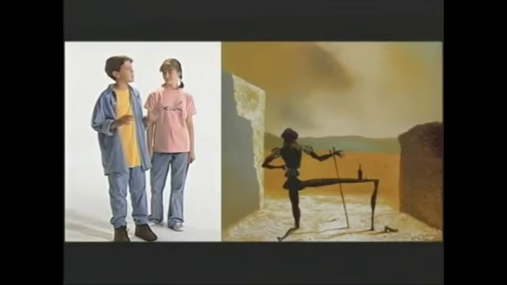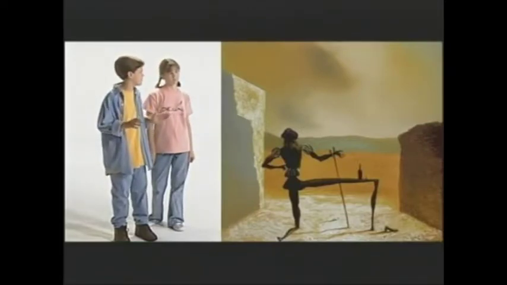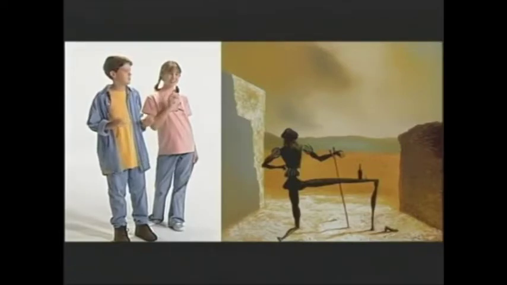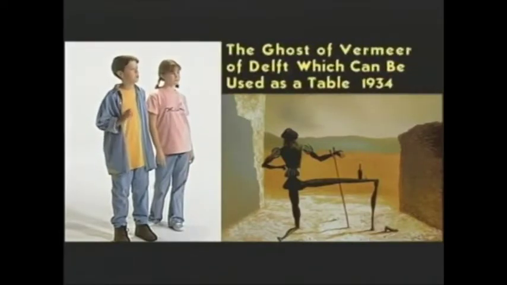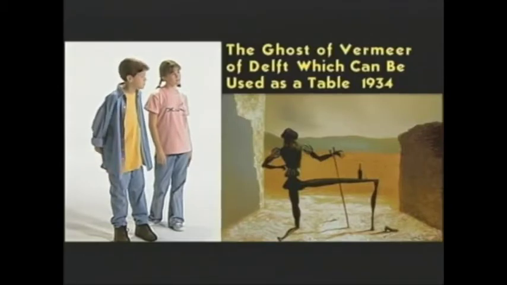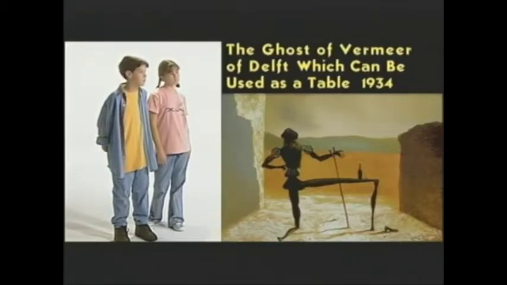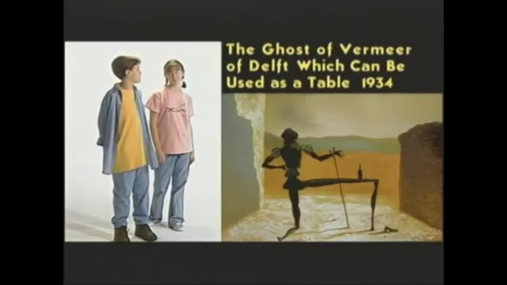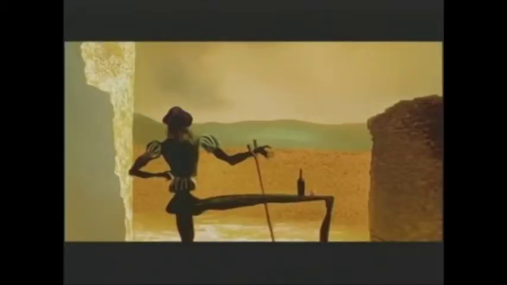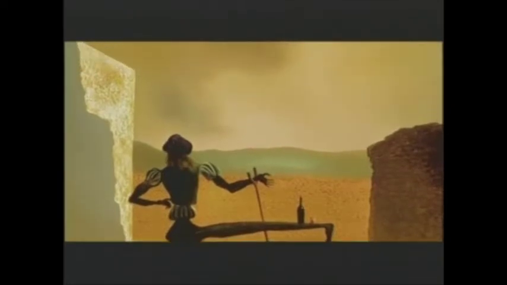Okay, Tiffany, take a look at this painting and get surreal with it. A challenge. I love it. This painting is called The Ghost of Vermeer of Delft, which can be used as a table. It was done by the most famous of the surrealists, Salvador Dali. So, Tiff, tell me why it's surreal. Well, first of all, it is done in a very realistic style. It almost looks like a photograph. And the yellowish light in the sky makes it look like a storm is ready to happen. It kind of gives me a creepy feeling. But those things don't make it surreal. I know, I'm not done.